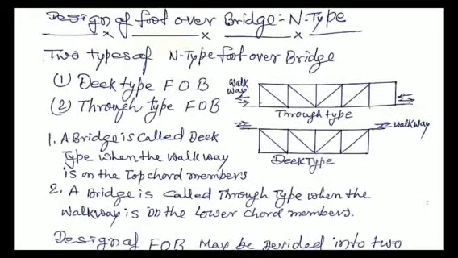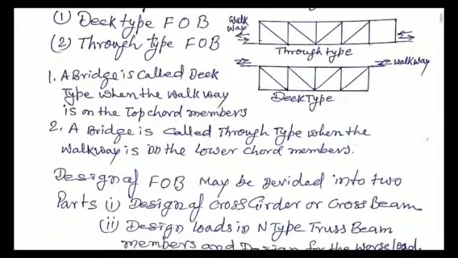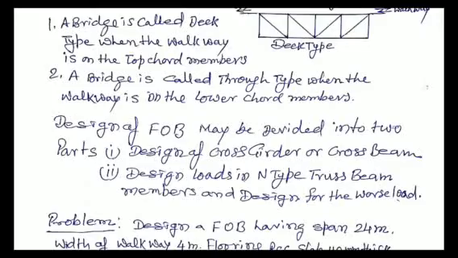These are two drawings of two types of foot over bridges. One is through type foot over bridge, where the passage is on the lower chord members, and when the passage is on the top chord members, it is called deck type of bridge. So you can see the drawings.